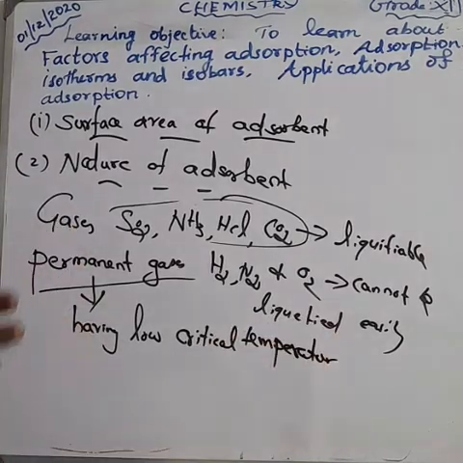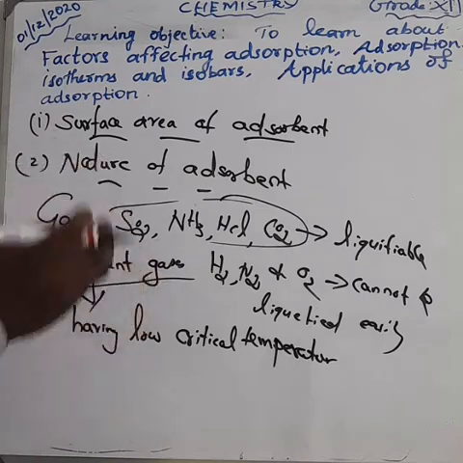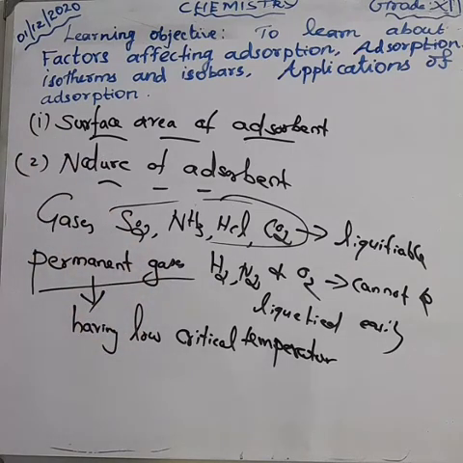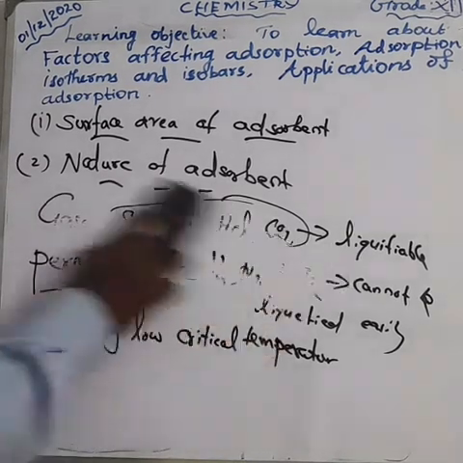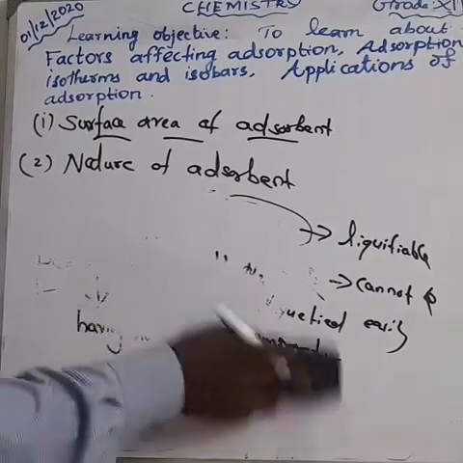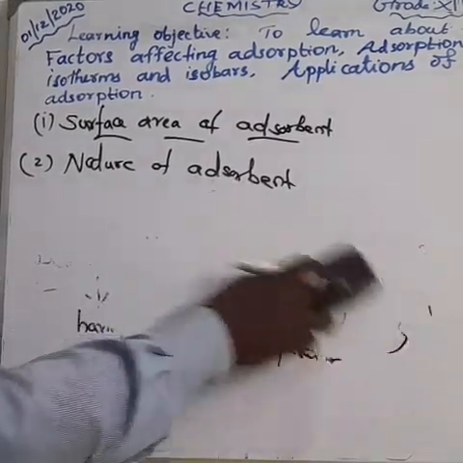That is why permanent gases are adsorbed slowly. Clear? These gases have a very low critical temperature, and so they are adsorbed slowly, while gases having a high critical temperature are adsorbed readily. Next, we can learn about the effect of temperature. The third point is the effect of temperature.